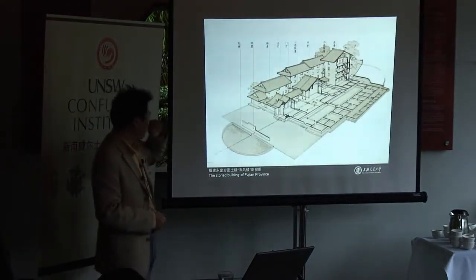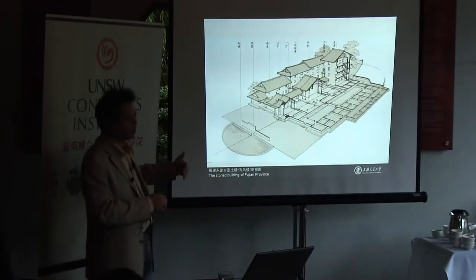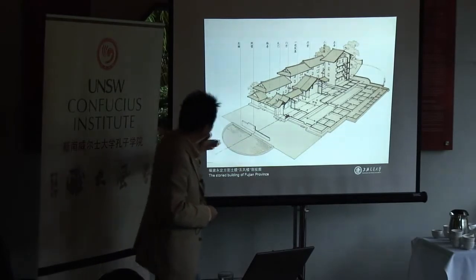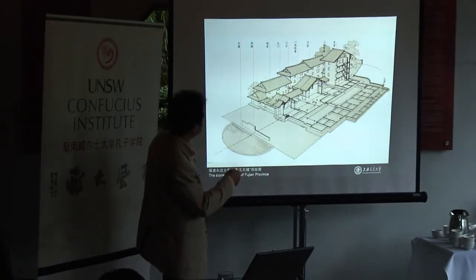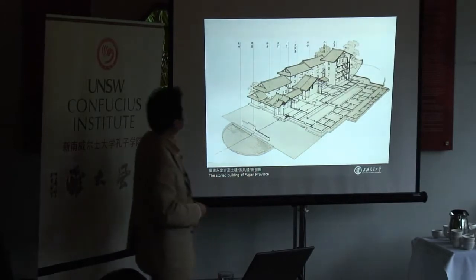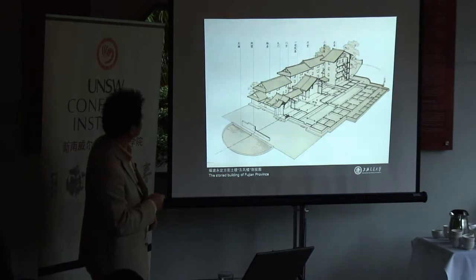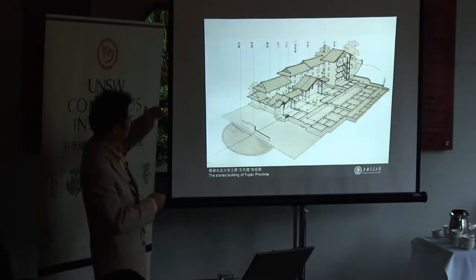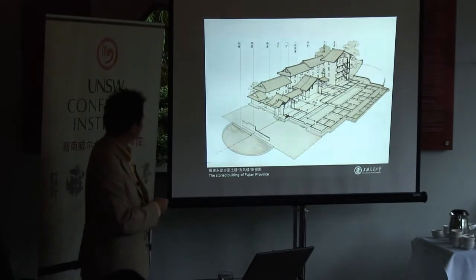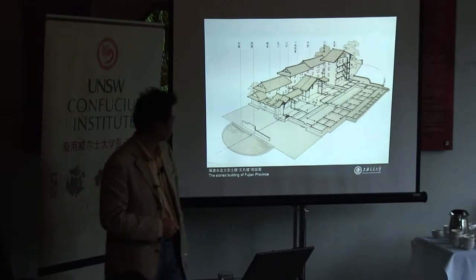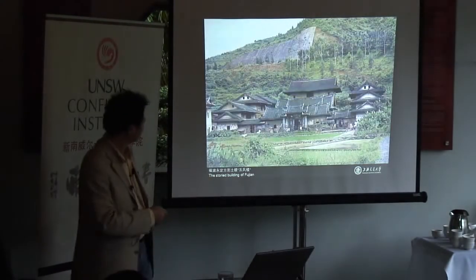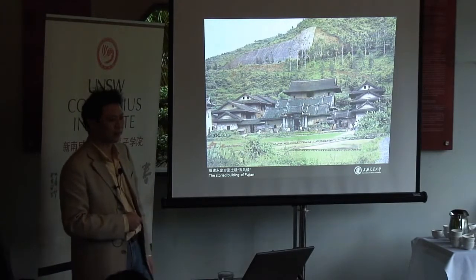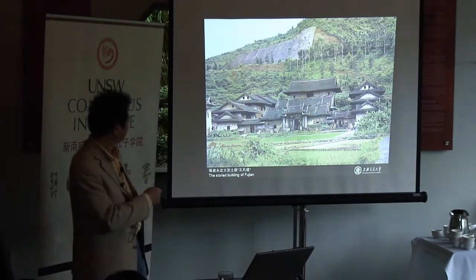This is another kind of dwelling in Fujian Province. It's also very old. This is the main gate, the main entrance, and the second hall and third hall, the main hall, and the west wing and east wing. There is a screen wall, we call it Zhaobi, and there's a lotus pond. It's a typical Han style dwelling.